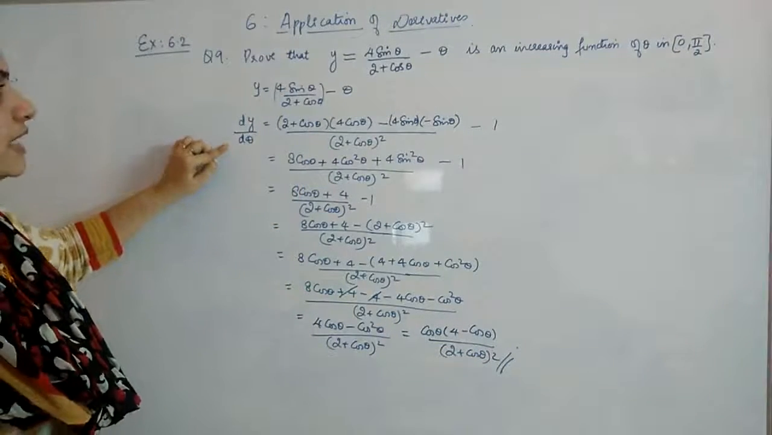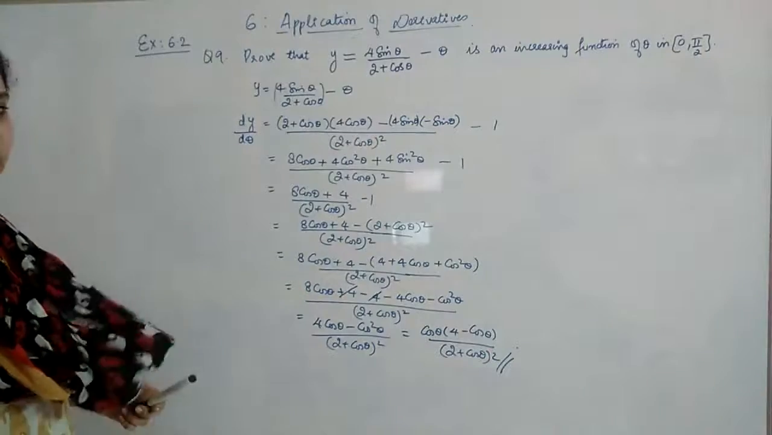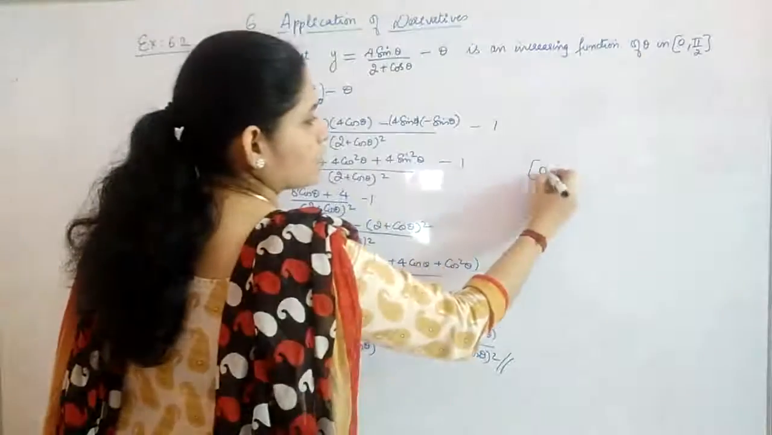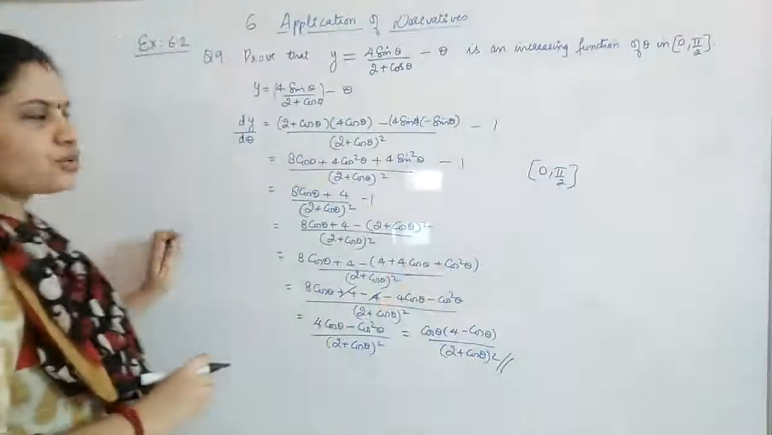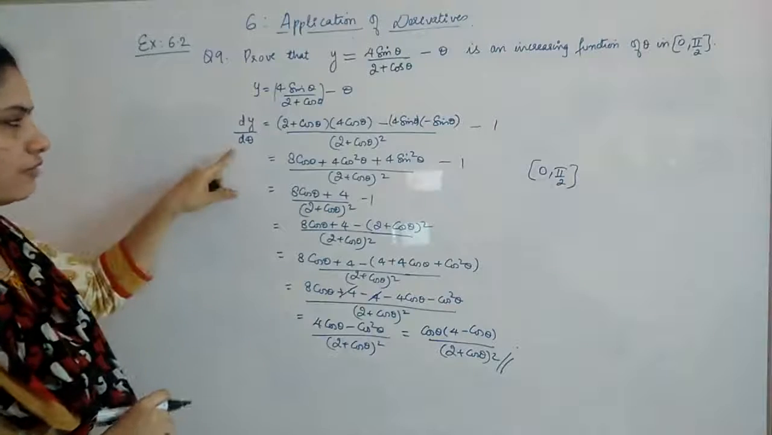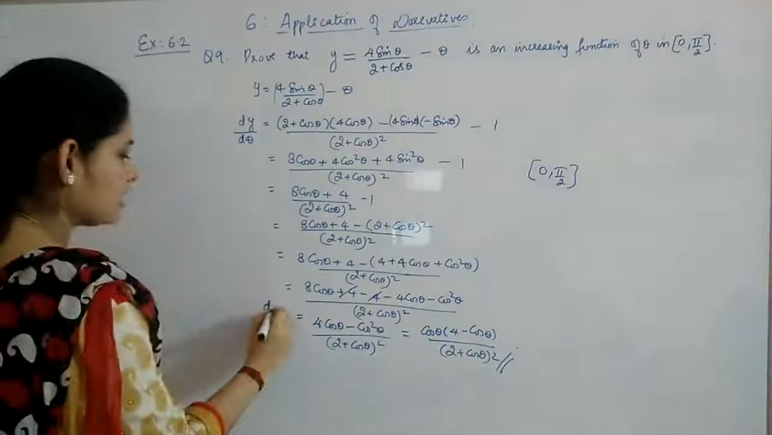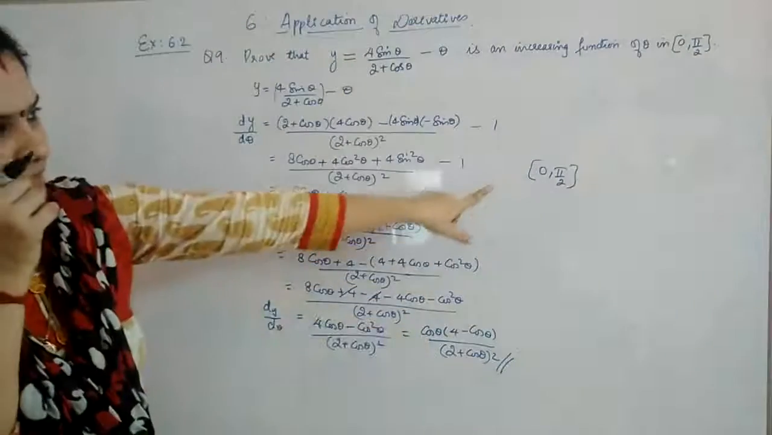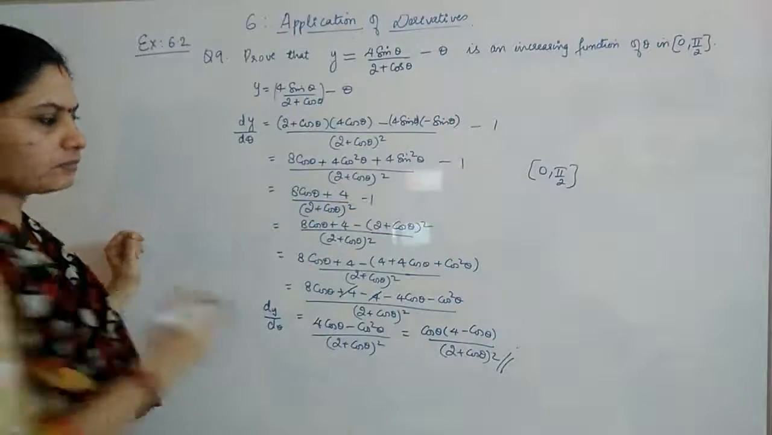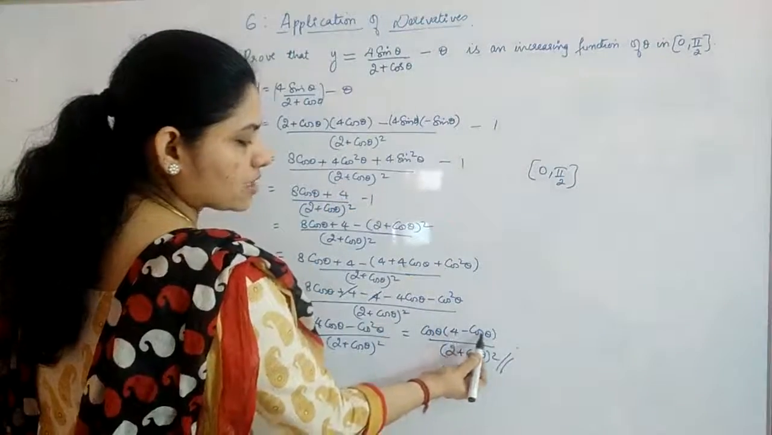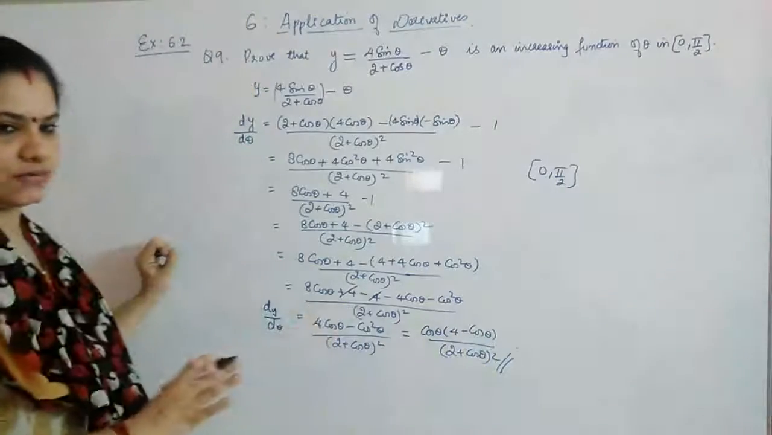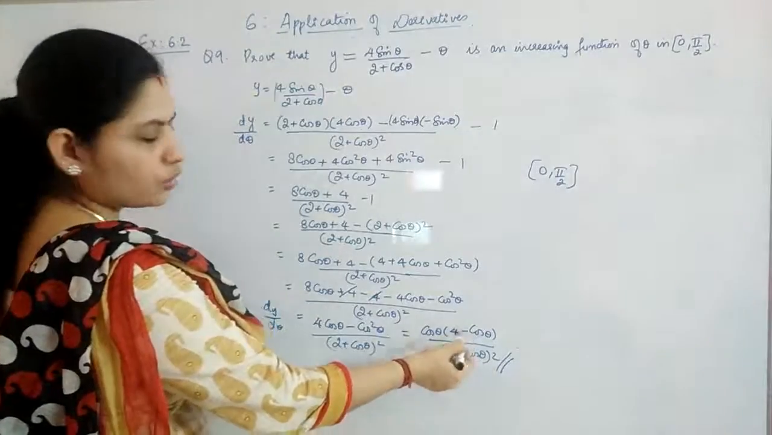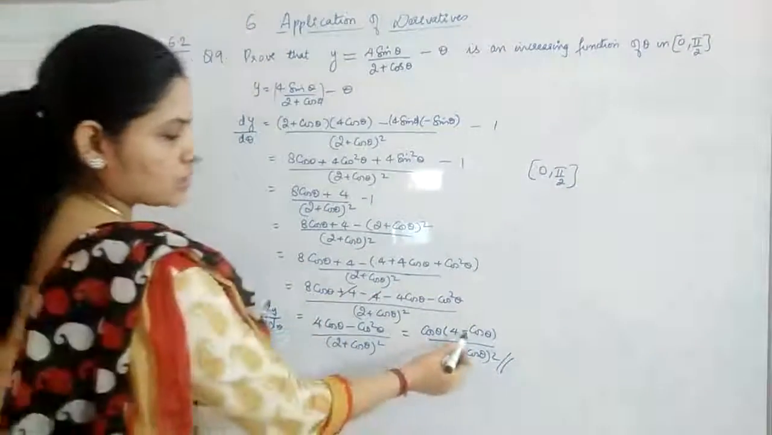Now what you need to check is whether the derivative is giving you greater than 0 or not in the interval 0 to pi by 2. The interval is the closed interval 0 to pi by 2. In this interval, whatever value you choose for theta, you should get dy by d theta as greater than 0. Now just check the terms. Cos theta in the interval 0 to pi by 2 is positive. And 4 minus cos theta: the maximum value of cos theta is 1, so 4 minus cos theta will give you only a positive quantity. So this is positive, this is positive.